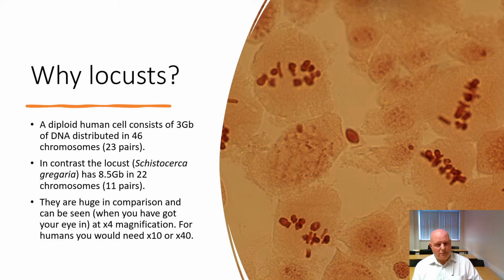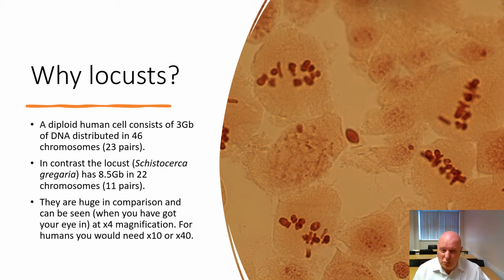Why locusts? It's down to the genome size. A diploid human cell has 3 gigabases of DNA in 46 chromosomes, that's 23 pairs. The migratory locust, which we're using, Schistocerca gregaria, has nearly 3 times as much DNA in only 22 chromosomes, 11 pairs. So when they pair up, when they join up during meiosis, you get these enormous, stonking great chromosomes which make life much easier.